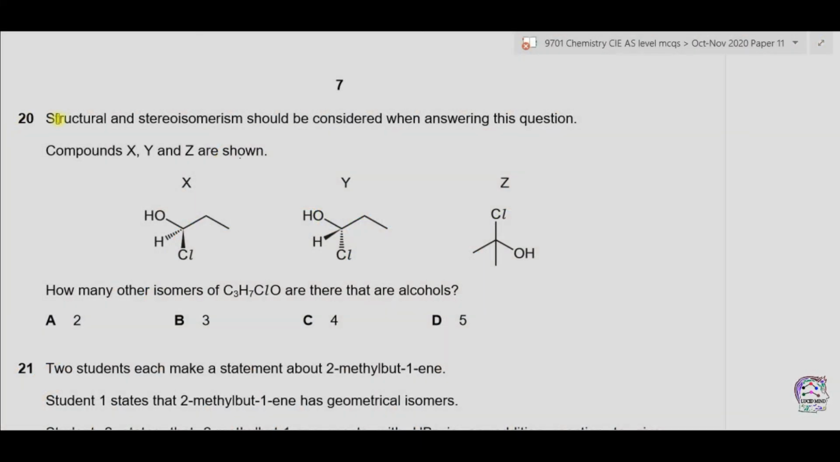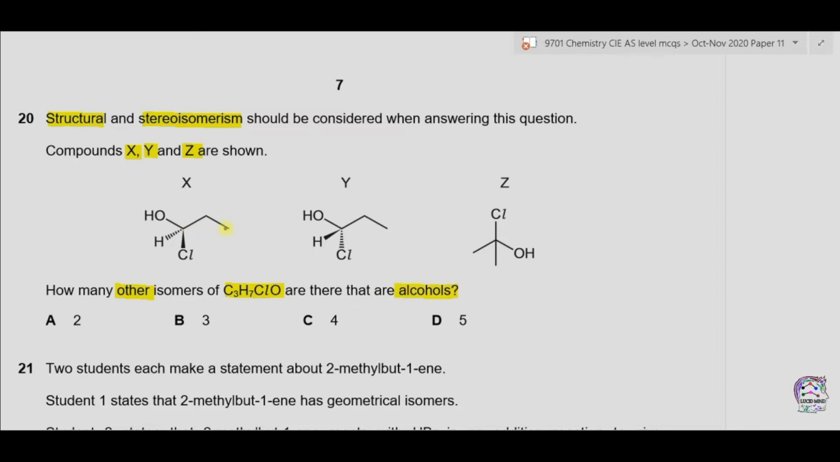Question number 20. Structural and stereoisomerism should be considered when answering this question. Compounds X, Y and Z are shown. This is X, Y and Z. How many other isomers of C3H7ClO are there that are alcohols?